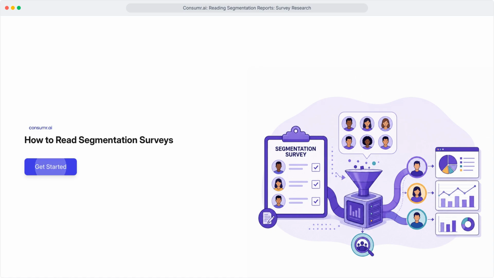And here's why this matters. Your market isn't one homogeneous blob. It's multiple different customer types with completely different needs, motivations, and decision drivers. Segmentation research reveals what those types are.